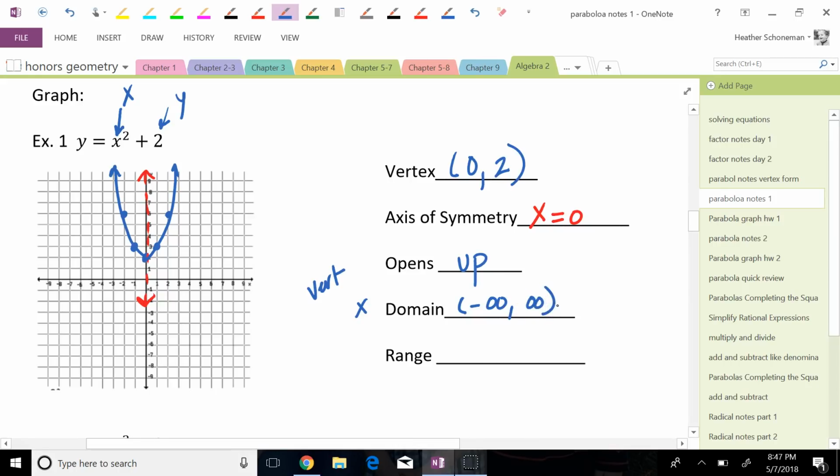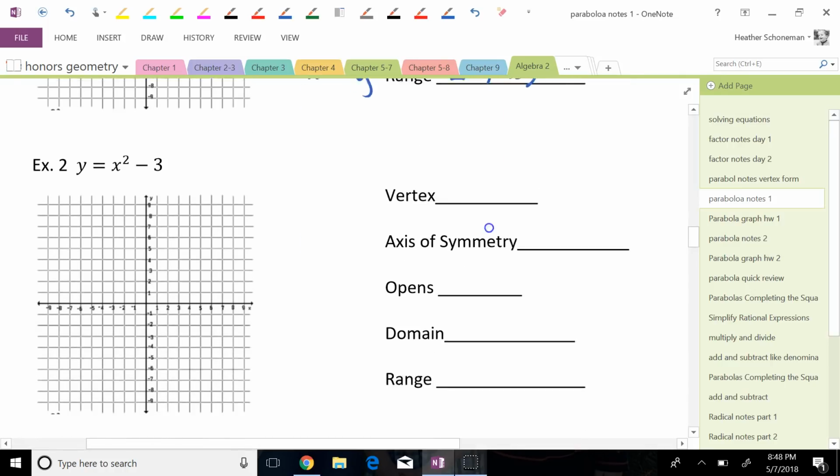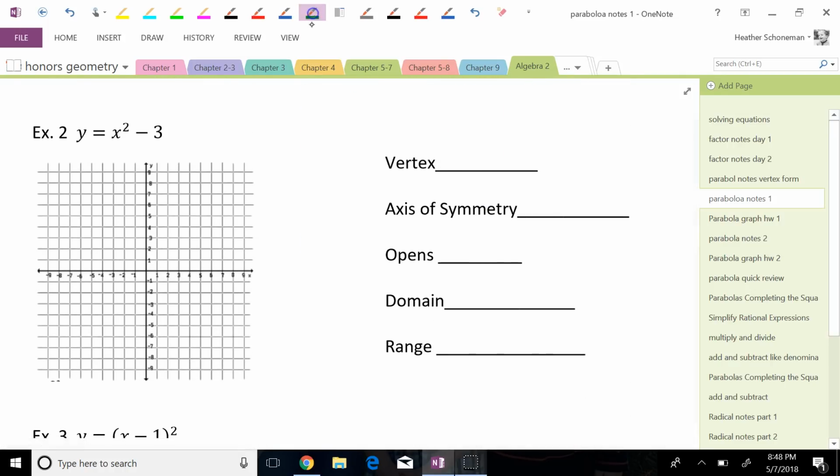The range, now this is the y, and this is a horizontal line test, and I'm going to start at the bottom, always start at the bottom and go up. Nothing, nothing, nothing, and finally starts touching once it gets to 2. And it touches the point 2 exactly, so I'm going to put that bracket on it. And so it's going to go from 2 all the way to infinity, because once it starts, it's never going to stop.